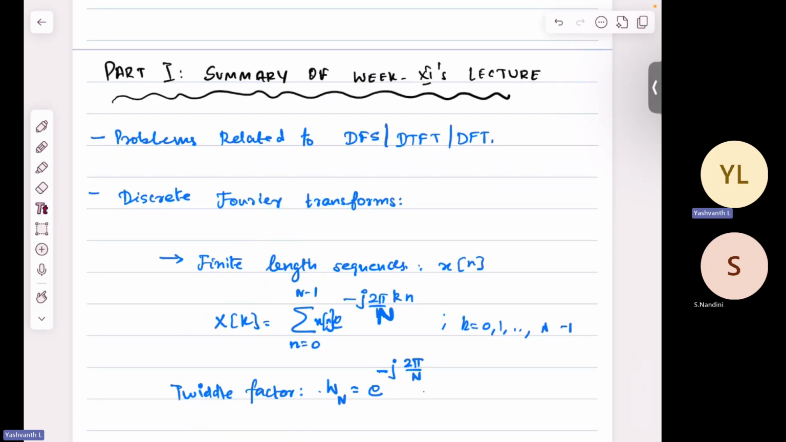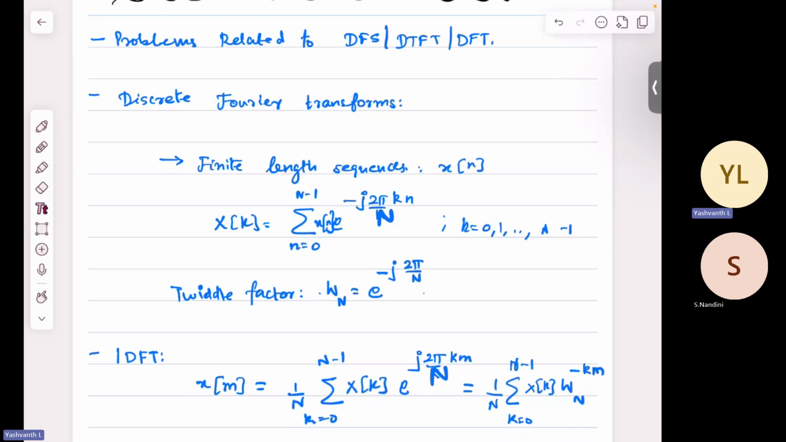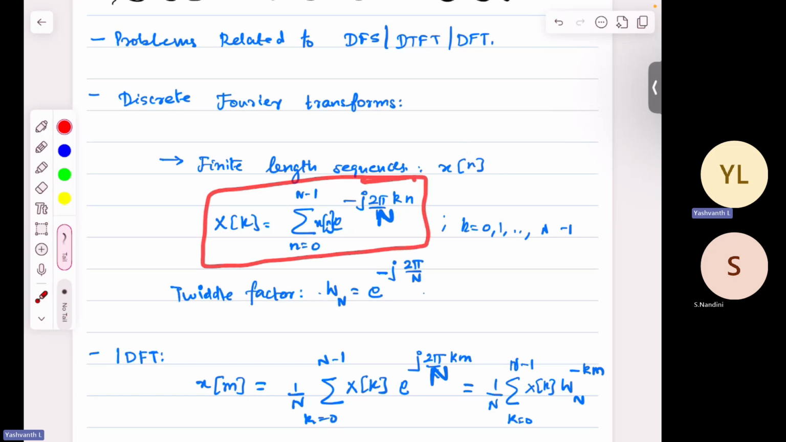The professor had solved some examples related to discrete Fourier series, discrete time Fourier transform, and discrete Fourier transform. In particular, the discrete Fourier transform is defined for a finite length sequence x of n. For such sequences, the DFT is defined by this expression: capital X of k equals summation n equal to 0 to N minus 1 of x of n into e power minus j 2 pi by N into k into n.